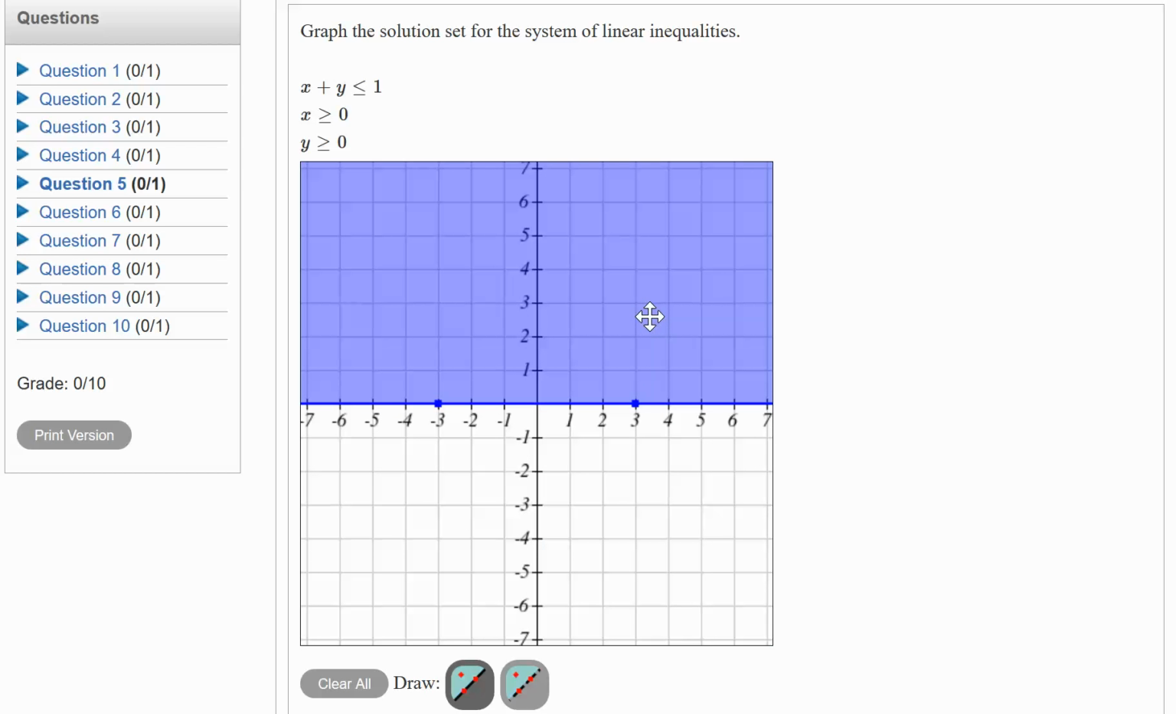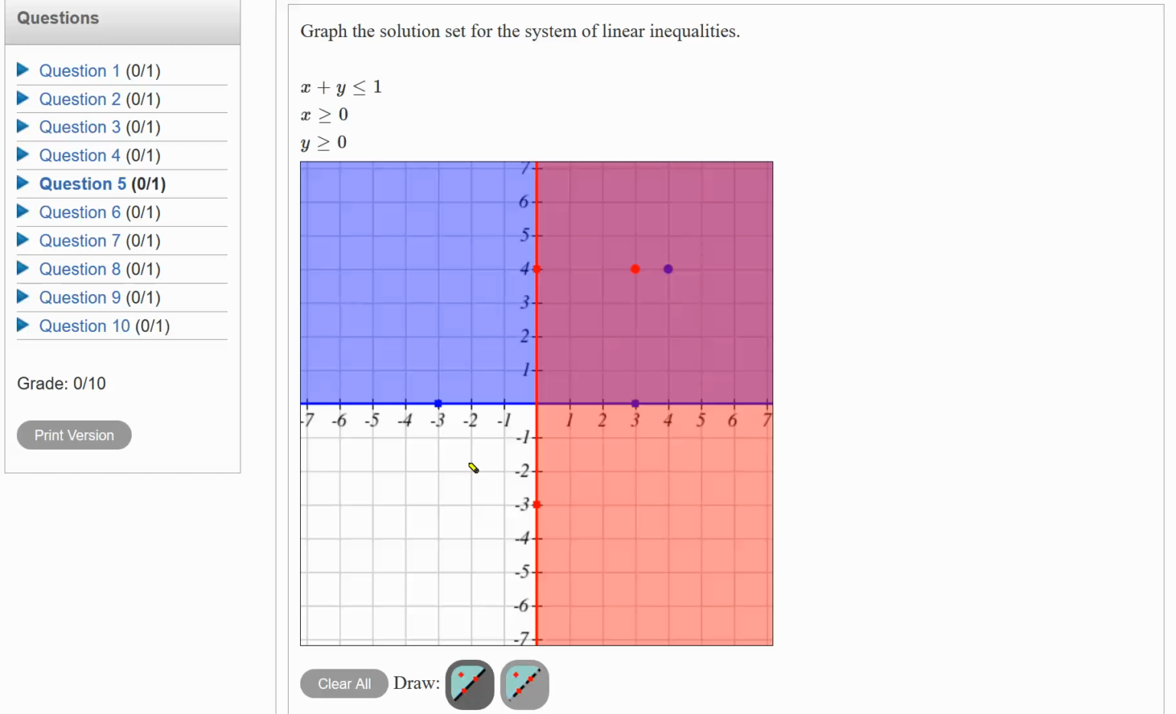And with this one, I think it's a lot easier to go with a mouse as opposed to maybe working on an iPad here. So there's my x greater than or equal to 0. I'm sorry, this is my y greater than or equal to 0. My x greater than or equal to 0 is going to go like this. It's going to go right above here and shading to the right. So there's my quadrant 1 in there.